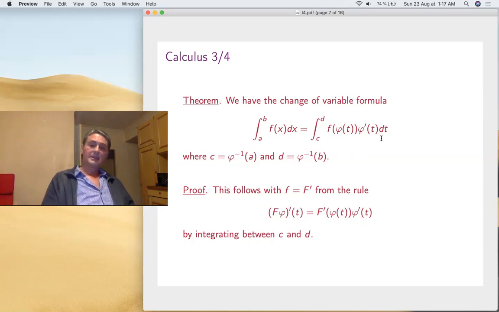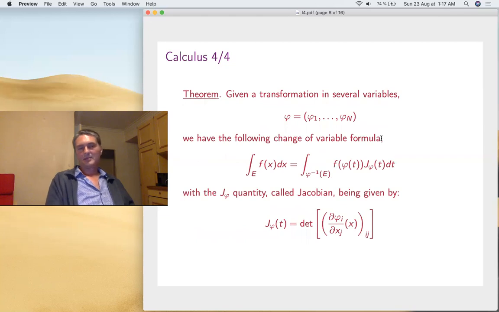Now, what happens in n dimensions? Once again, we have vectors and everything. So the transformation phi will now have n components, each of them being a function of n variables. And the formula is exactly as before. So f of phi of t, and here I must put some kind of derivative. Which derivative? It's the so-called Jacobian. So I take the matrix of partial derivatives, and then I take the determinant.